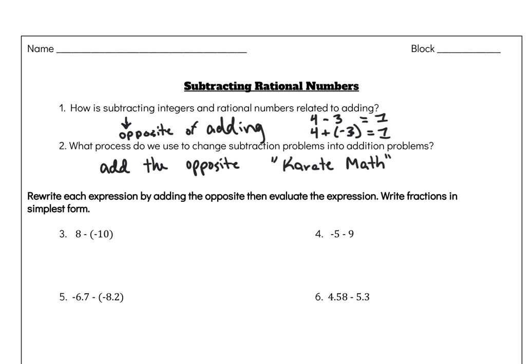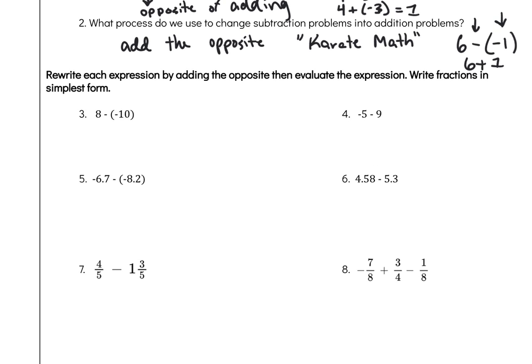Whenever I'm given a problem, maybe it looks like this, I'm going to do the exact opposite of what it says. Take away -1 becomes add +1. So we want to rewrite the expression by adding the opposite, then evaluate the expression, and write the fractions in simplest form if we have fractions.